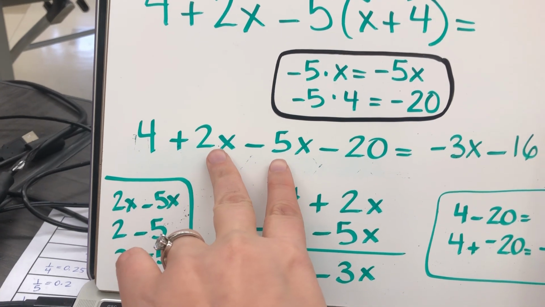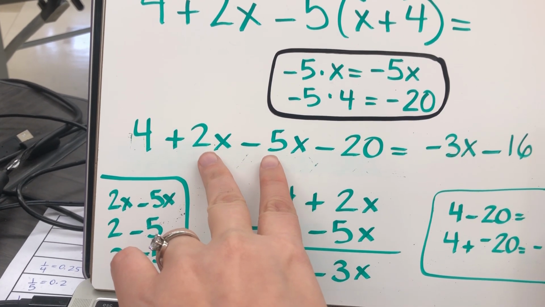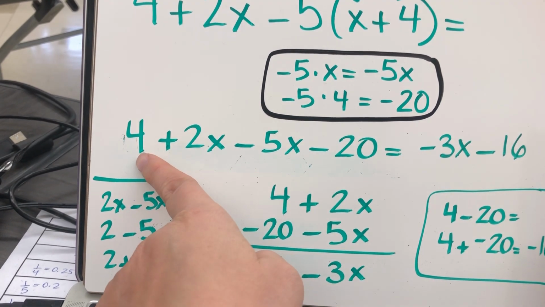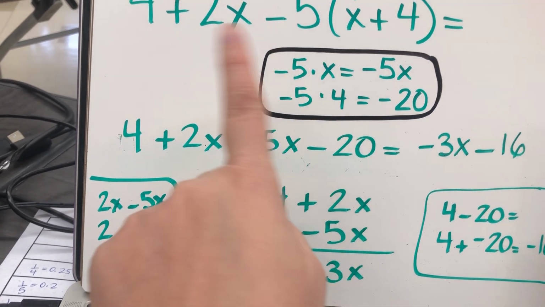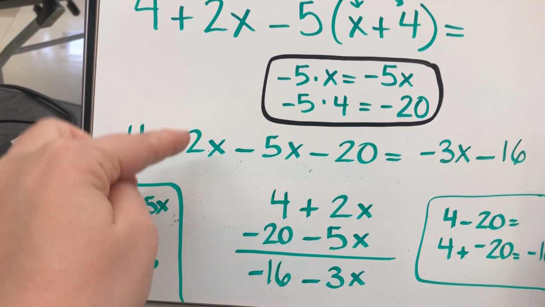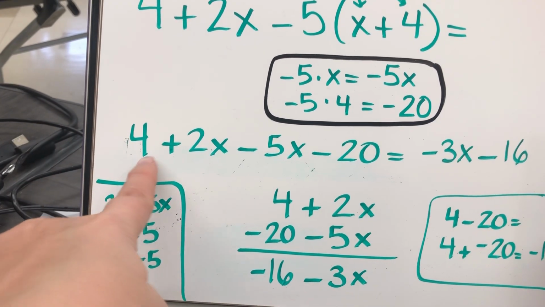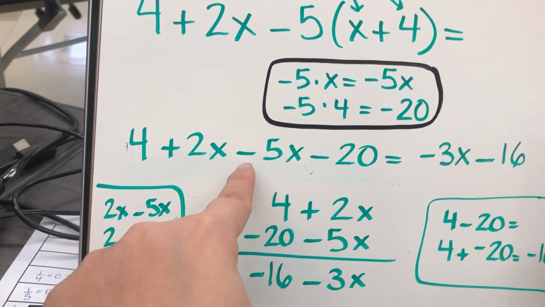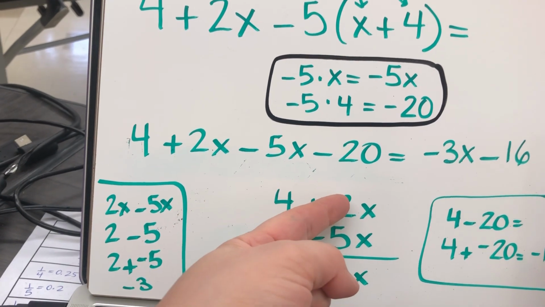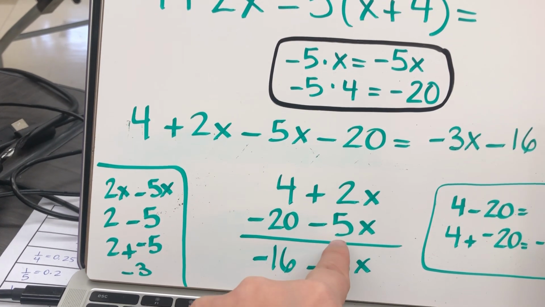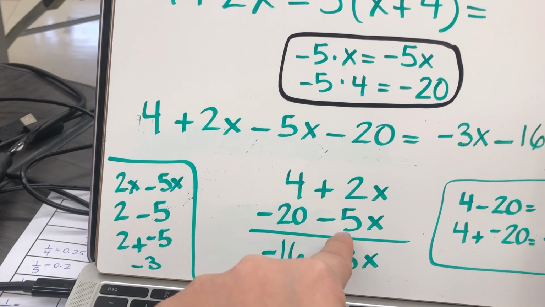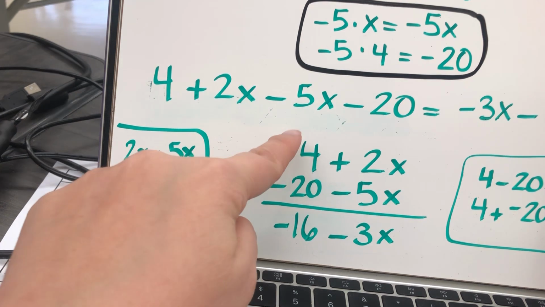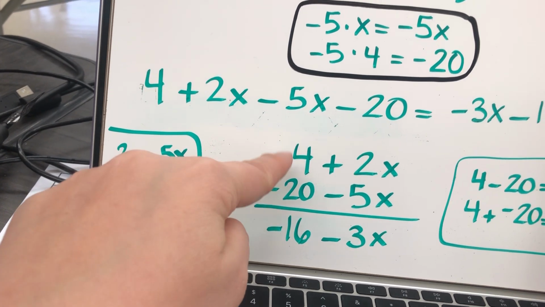The two terms that have x, they are like terms. These two that do not have x, they are constant. So they are also like terms. So another way that you can do this is that you write 4 plus 2x, and then you write them vertically. So once you get to negative 5x, you would write it under 2x because they are like terms. When you get to negative 20, you would write it under 4. Because those are constant terms and they are like terms.